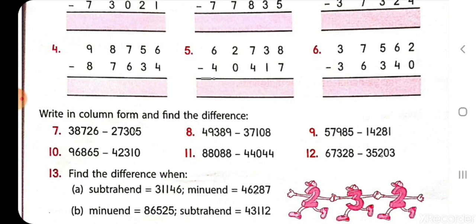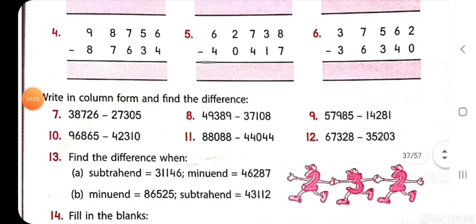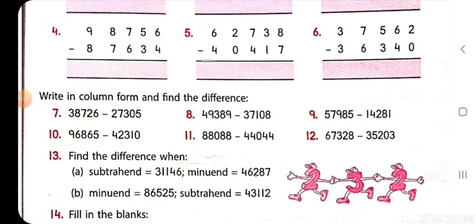Moving to question number 13: find the difference when subtrahend is 31,146 and minuend is 46,287. Before starting this, we have already discussed the subtrahend, minuend, and the difference. First of all, tell me, what is difference?